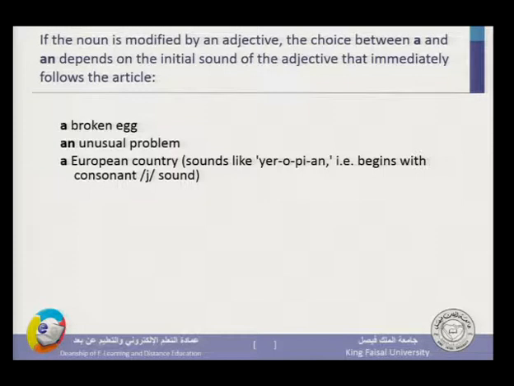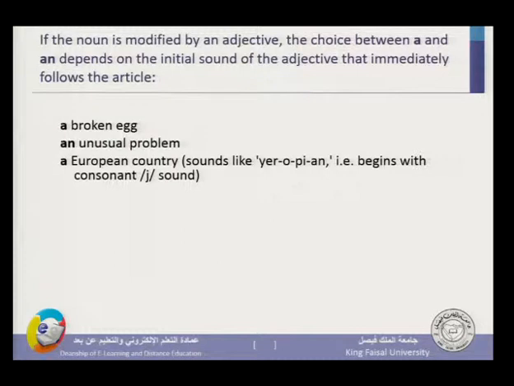Broken egg. The adjective broken starts with the consonant b, so a is used. So I say a broken egg. I don't look at the e of the word egg. Here I have to concentrate on the adjective, and according to the first letter of the adjective, I decide whether a or an is used.